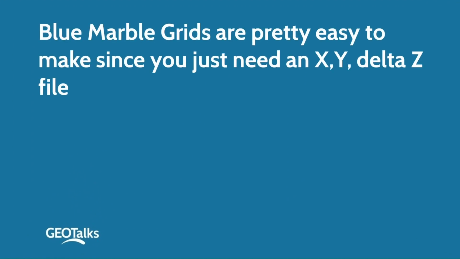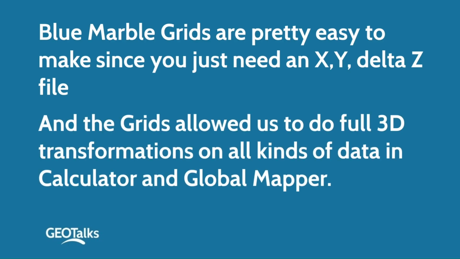And Blue Marble grids are super easy to make. In Global Mapper, you need to upload what's essentially an XYZ file. But rather than Z being the elevation, it's the delta Z. It's that difference from the source datum to the target datum. Positive means the change is going up, negative means the change is going down. You import as a grid and you export it as a Blue Marble grid. And these grids now allow us to do transformations of all kinds of data in Calculator and Global Mapper. That's why they're so useful.